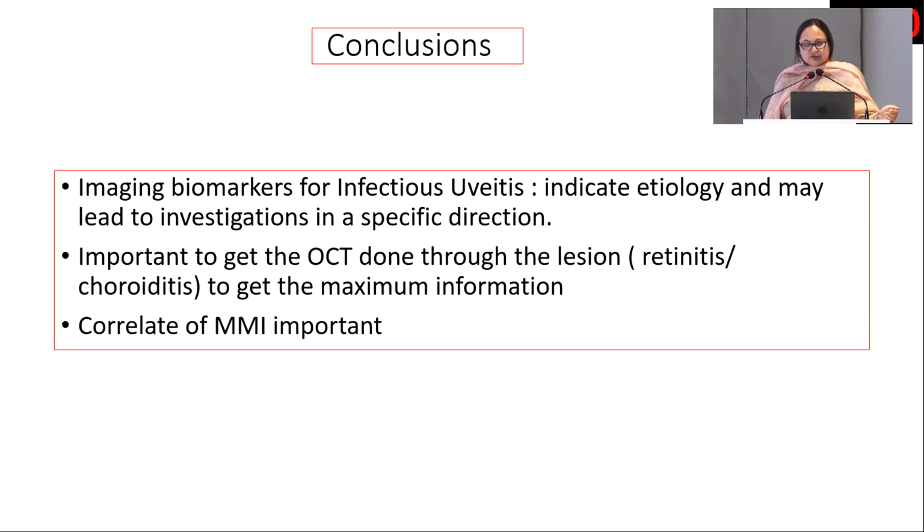So what is most important to me is to get the OCT done through the lesion. Whenever you find an active lesion, whether it is retinitis or choroiditis, the maximum information will come when you have the OCT line scan through the lesion and correlate it with multimodal images.